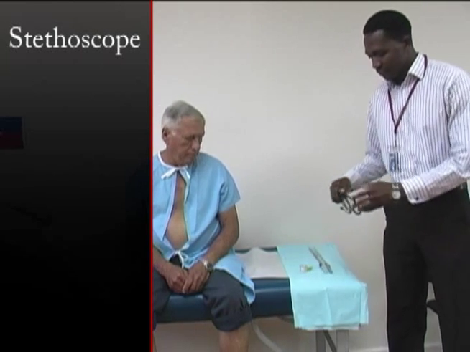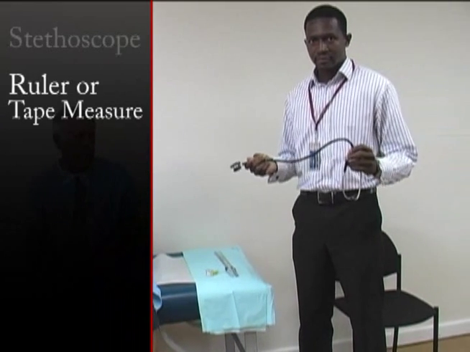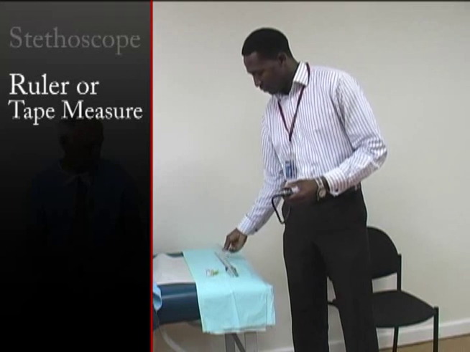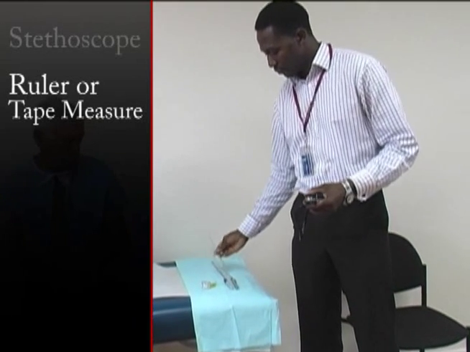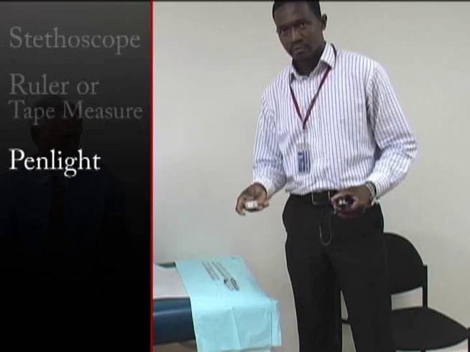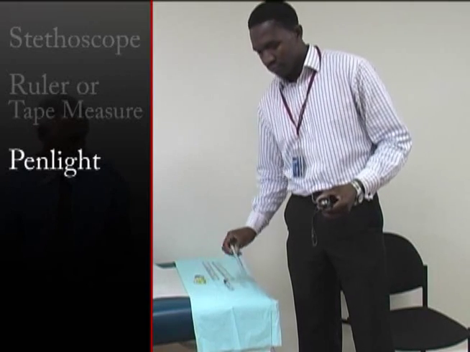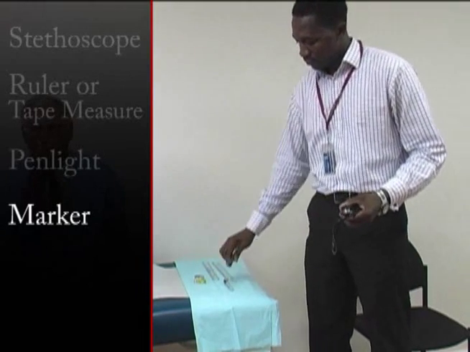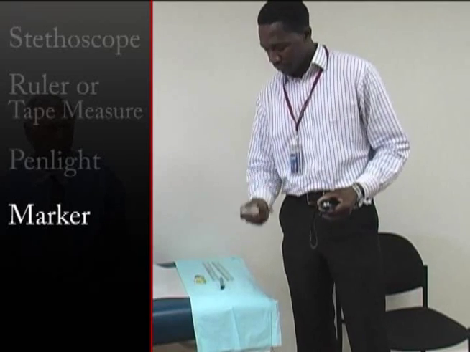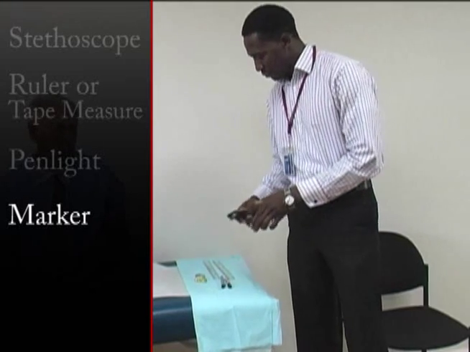Today we will be proceeding with the examination of the respiratory system. For this examination we will be needing the following instruments: a stethoscope, a ruler or measuring tape, and a pen light. And the marker will be needed also for making specific annotations.